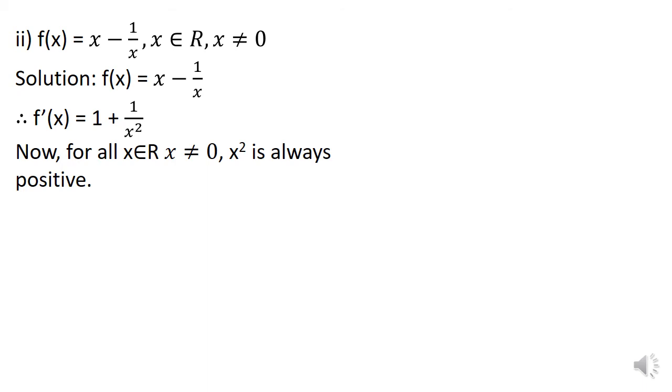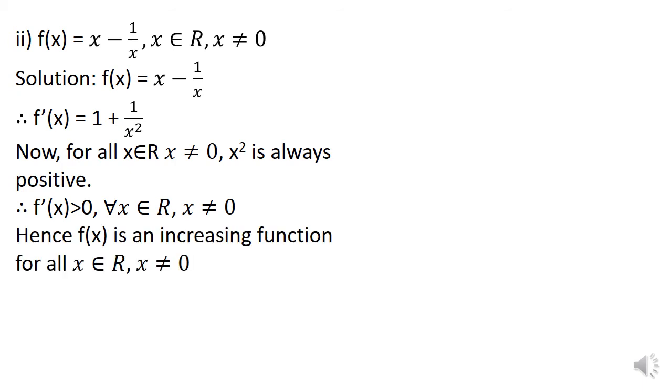So as a result, we say that f dash x is greater than 0 for all real numbers x, x not equal to 0. Thus, the function is an increasing function. f(x) is an increasing function for all x belongs to R, x not equal to 0.